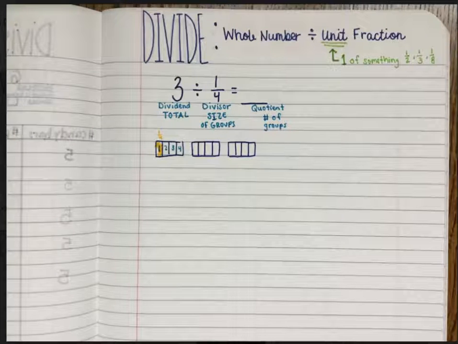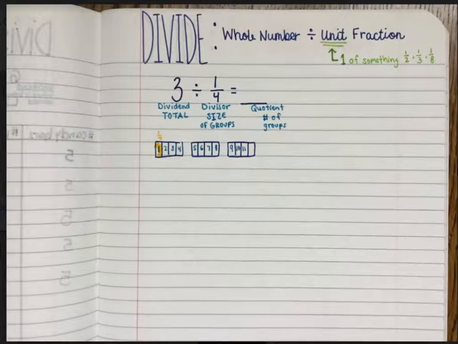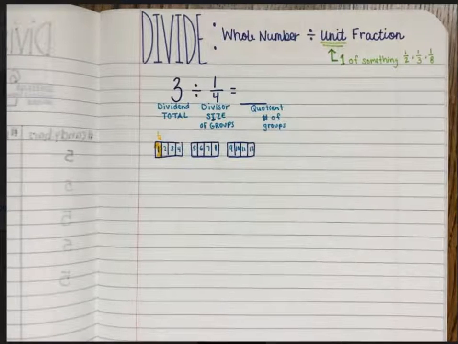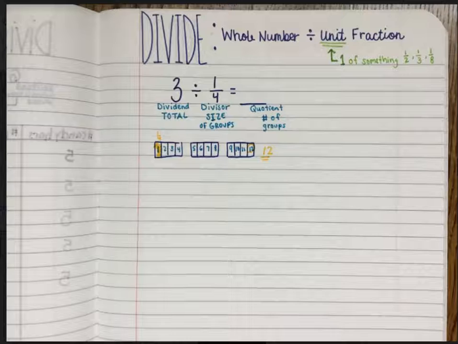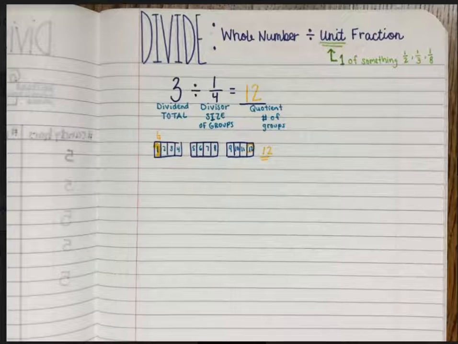So in one whole, I can make 4 groups of 1/4. And so in my second one, I can also make 4 groups. That's a total of 8. And in the third whole, I can continue to make 4 more groups that are 1/4 big. So how many total groups have I made? Well, here's my 1/4, and if I count how many I've made total, I've made 12. So 3 divided by 1/4 is 12.